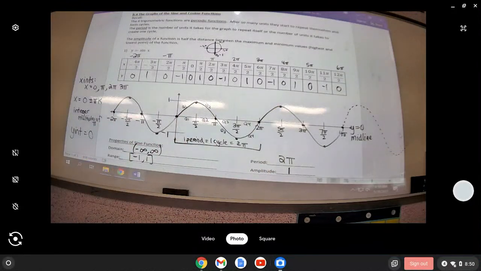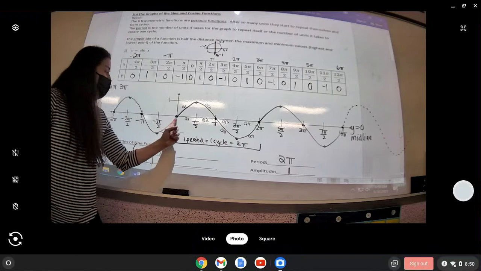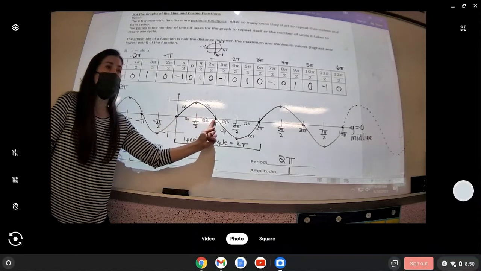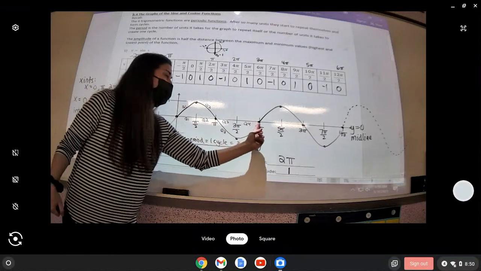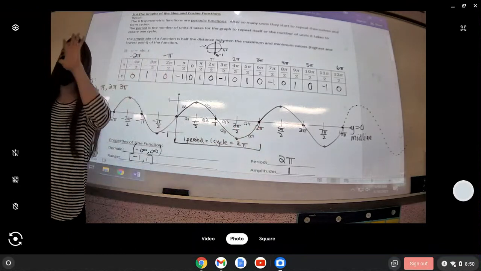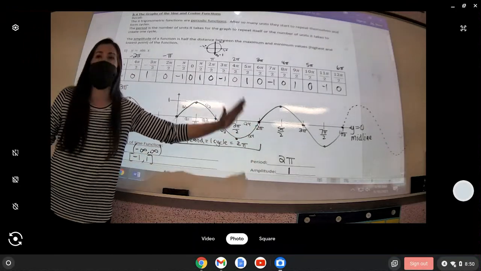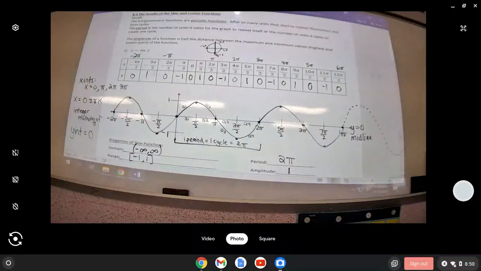I'll write it in a second. And then your 5 key points. The 5 key points that we should use to create one cycle are (0, 0), (pi over 2, 1), (pi, 0), (3 pi over 2, -1), and (2 pi, 0). Those are the 5 key points that we definitely use to create one cycle of the sine wave. All right, let me move that up and I'll fill it in and we can move on.